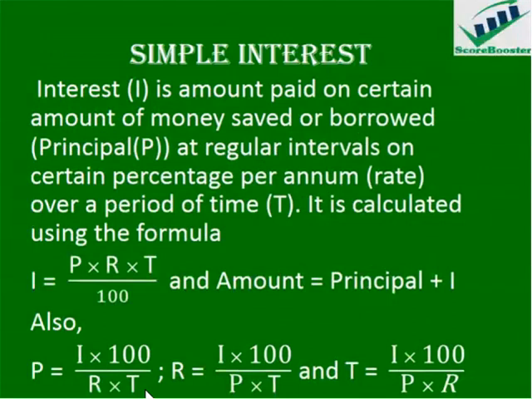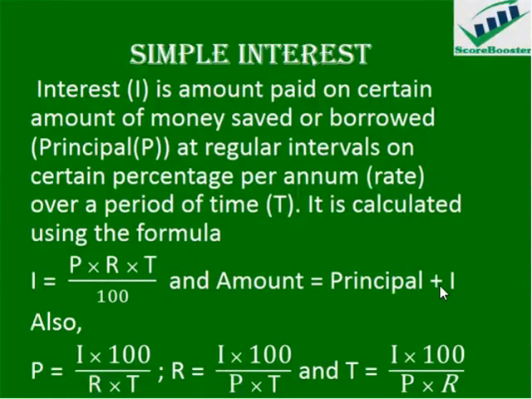What is interest? Interest is the amount paid on a certain amount of money that is saved or borrowed. You either save it in an account or borrow it from a financial institution at regular intervals at a certain percentage per annum. That is your rate. Your rate is calculated every year over a period of time. The formula for interest is the principal, which is P, multiplied by the rate, multiplied by the time, divided by 100. And the total amount will be what? The principal plus your interest, which is I.